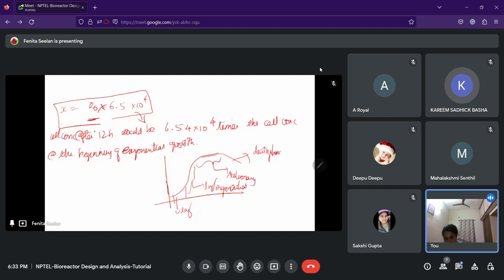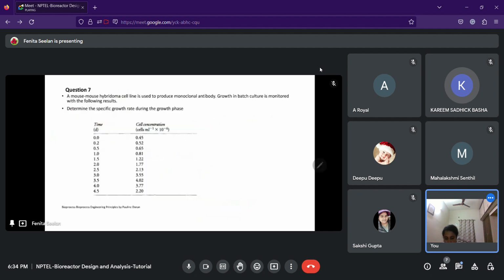In the lag phase, the cell concentration would be the same as the inoculum level. So if you are solving any problem where they are asking about the lag phase, it will be closer to your initial inoculum level. Keep that in mind. Only in the exponential phase does the growth continue to start. So let's go to the next problem.